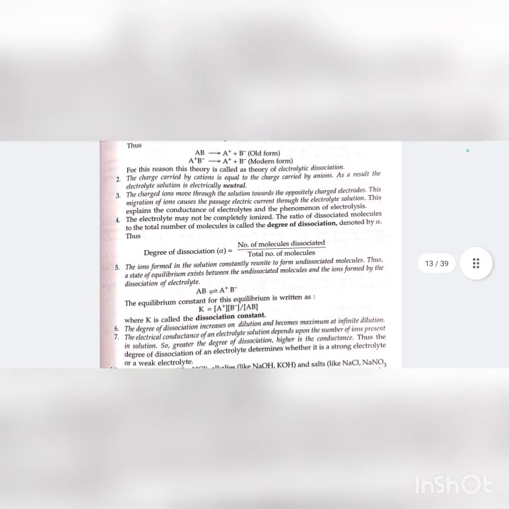Fourth, the electrolyte may not be completely ionized. The ratio of dissociated molecules to the total number of molecules is called the degree of dissociation and it is denoted as alpha. So, alpha is equal to the number of moles dissociated divided by the total number of moles.